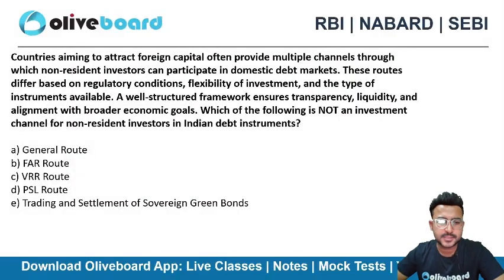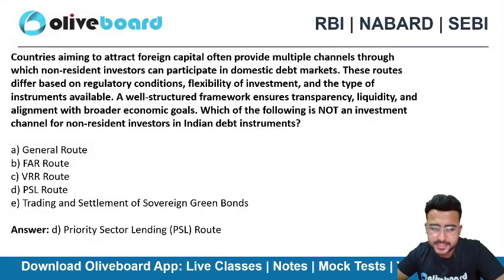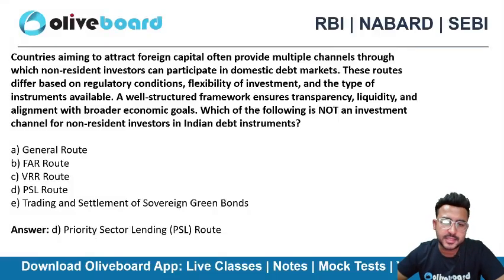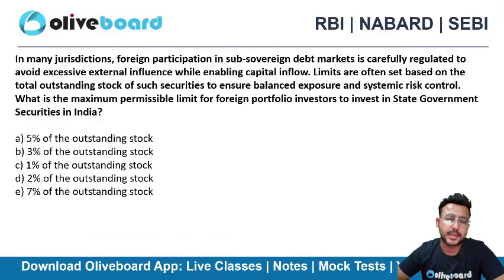And the correct choice here is option D, priority sector lending route. PSL route is not an investment channel for a non-resident investor in the Indian debt instrument market.